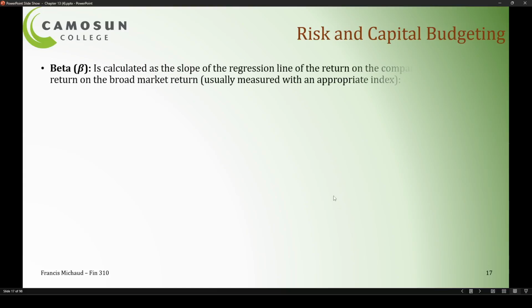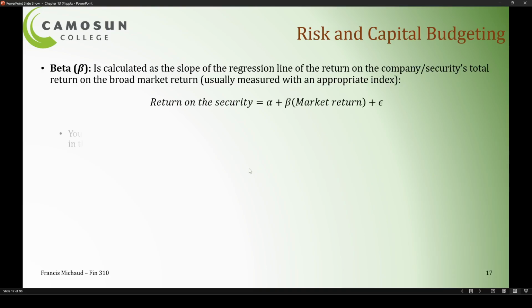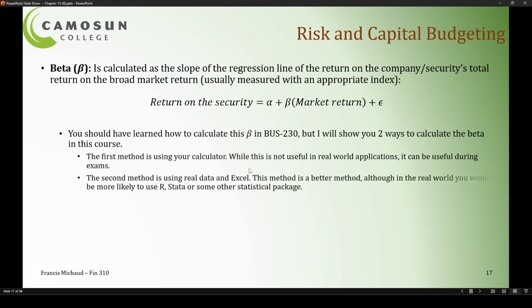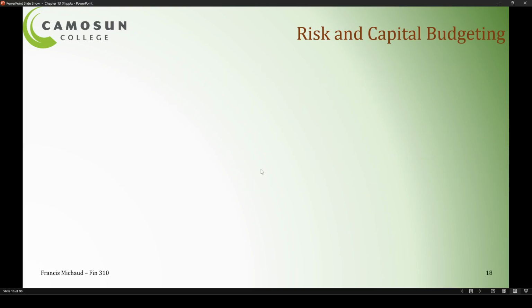In the previous video, I said that beta is calculated as the slope of the regression line of the return on the company on the broad market return. Okay, and I presume that for a lot of you, this doesn't really mean a lot. So in this video, I just want to discuss what this actually means.